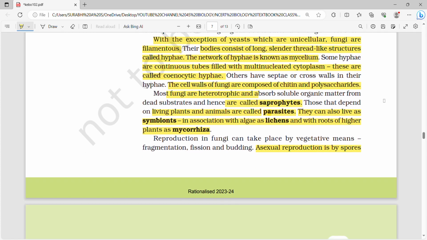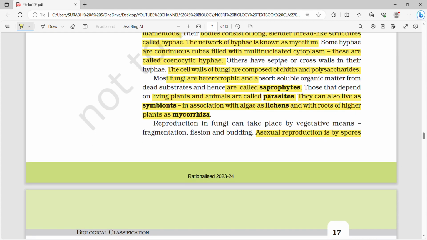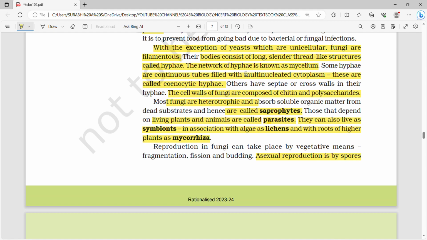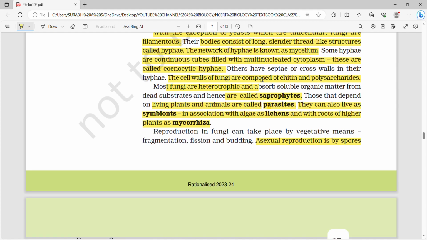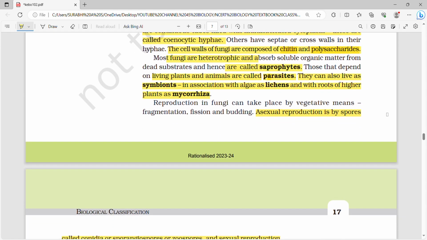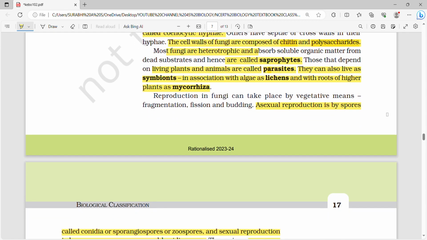Some hyphae are continuous tubes filled with multinucleated cytoplasm, and these are called coenocytic hyphae. Others have septae or cross walls. The cell wall of fungi is composed of chitin, which I already told. Most fungi are heterotrophic, and they are saprophytes. Those that depend on living plants and animals are called parasites.